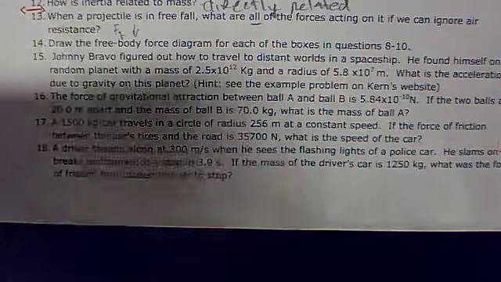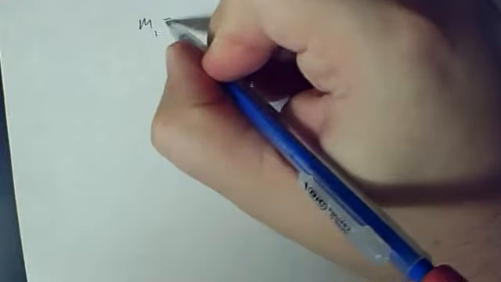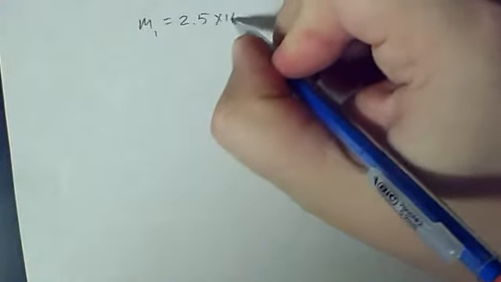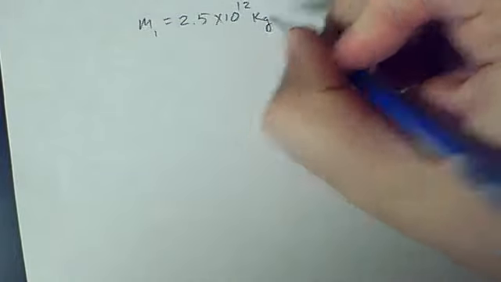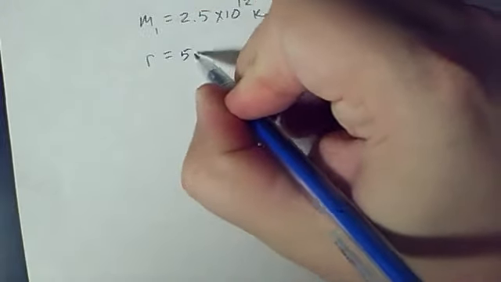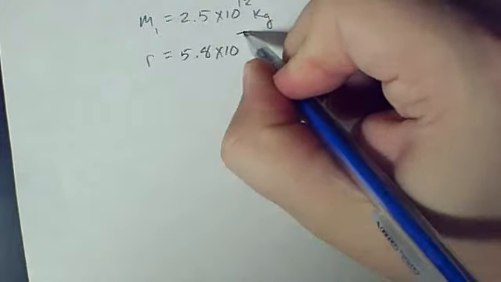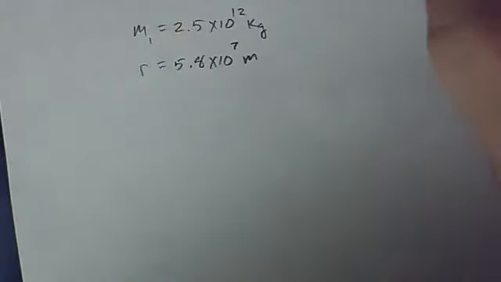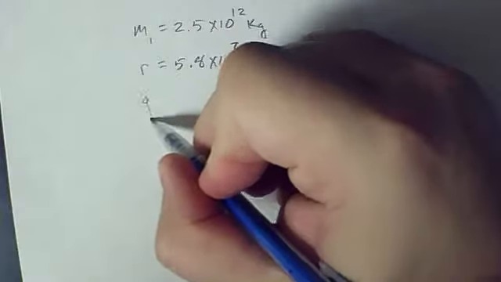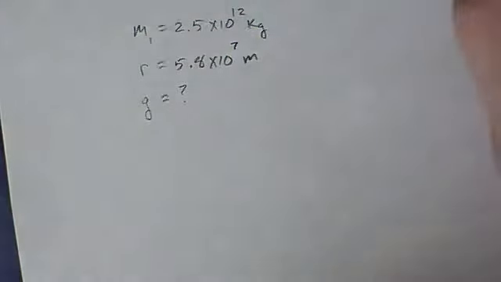Johnny Bravo figured out how to travel to distant worlds in a spaceship. I'm going to move this as I read. You have the paper in front of you. He found himself on a random planet with a mass, so the mass of the planet is 2.5 times 10 to the 12th kilograms, and a radius, so the radius is 5.8 times 10 to the 7th meters. What is the acceleration due to gravity on this planet? I want little g. Okay.